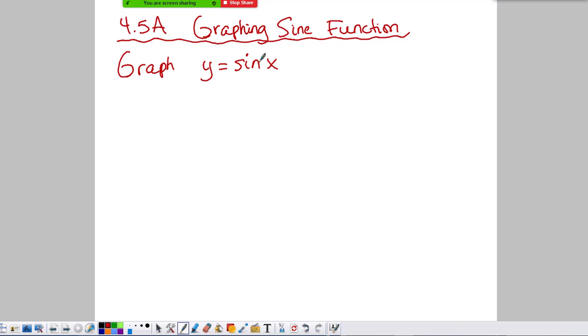Okay. And we used to have sine theta, and we just had x's and y's, right? So instead of just putting in the theta, we put it as an x, and then our y is y. Sound good? So our generic formula for graphing sine functions is y equals a times sine of bx.